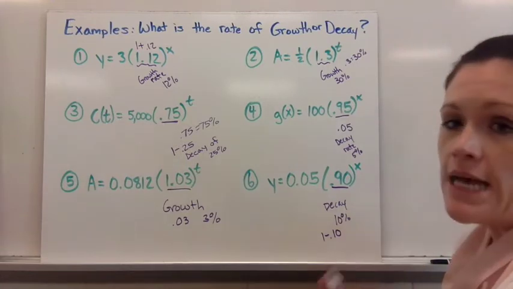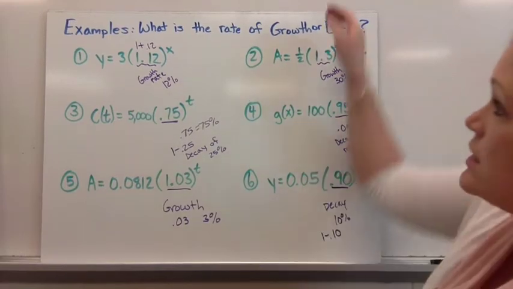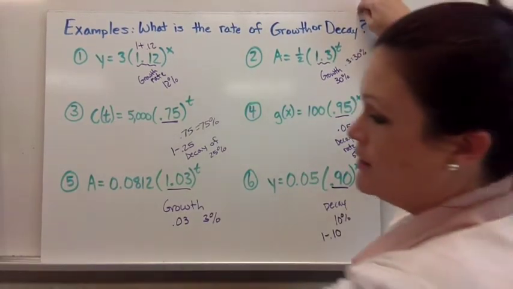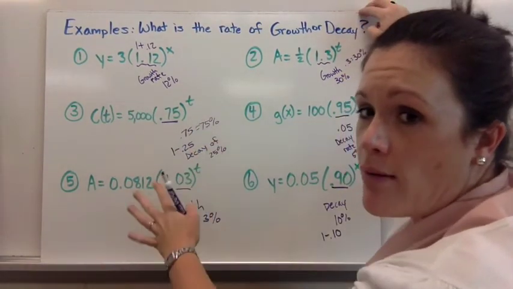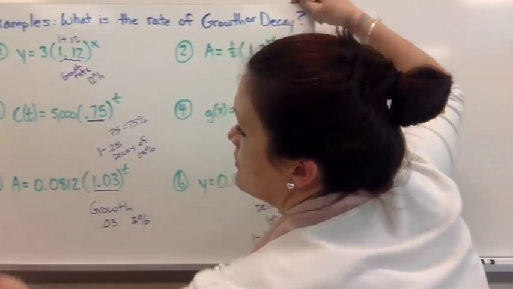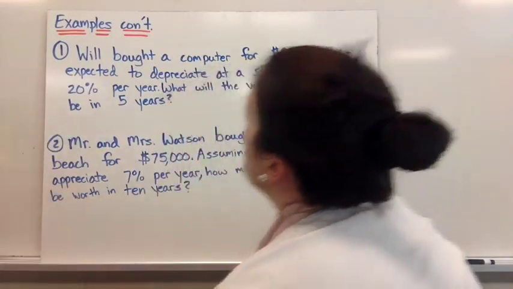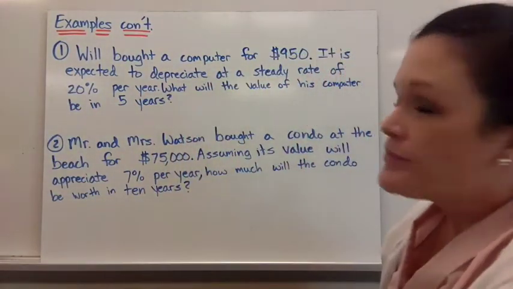So they could just ask this question, given the formula, what's the rate of growth or decay? So that's why it's important to look at it kind of naked, like it doesn't have a word problem with it, just looking at the formula. Now let's look at two problems that have more of a story behind them.